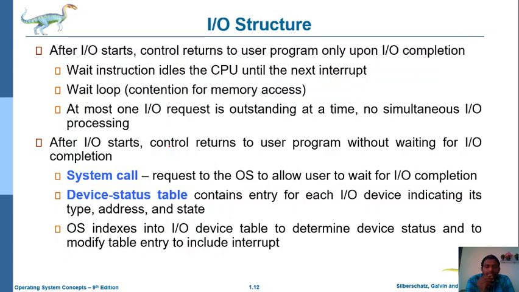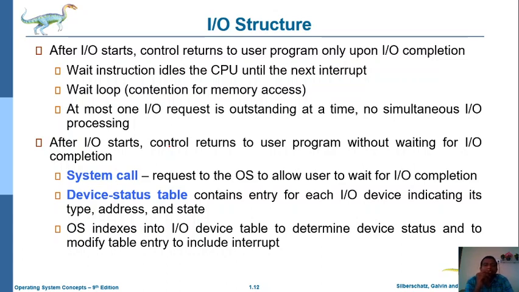And another methodology is: once IO is started, control to the user program does not wait until completion of the current IO execution. So these are the two things. One is waiting until completion of the currently processing IO. Another method is that it doesn't wait for the currently processing IO, so it immediately starts its instruction execution. These are the two kinds of structures used in IO.